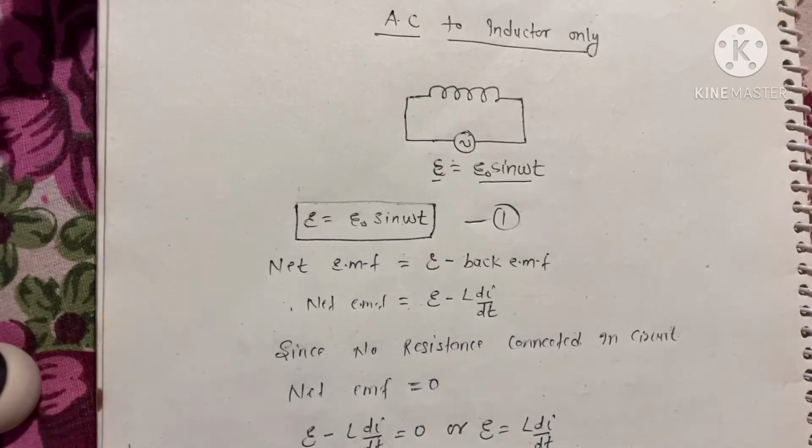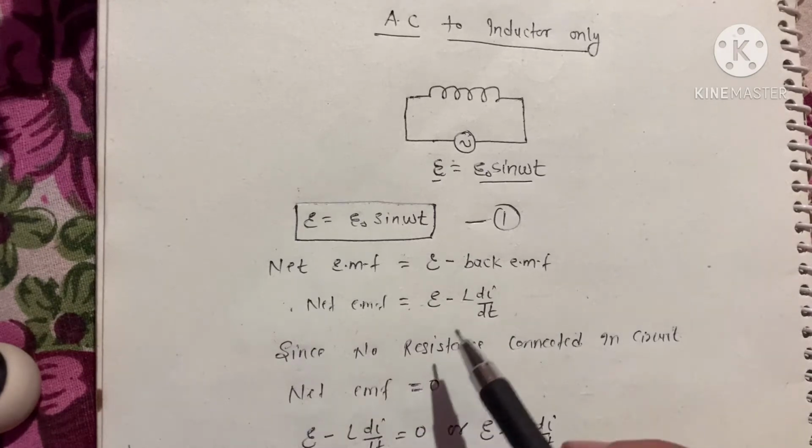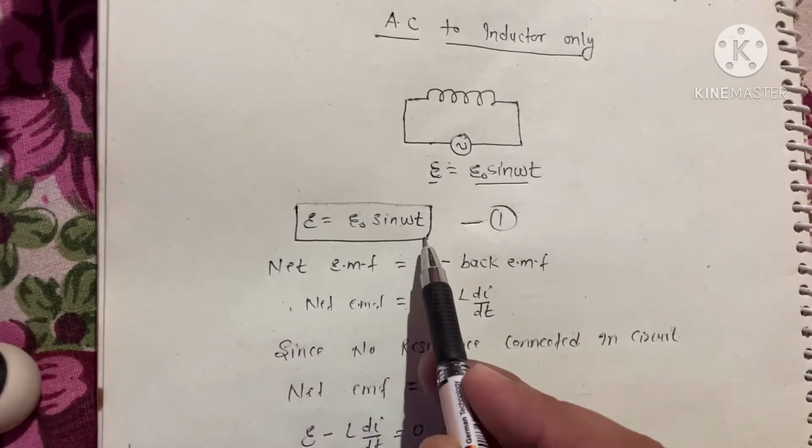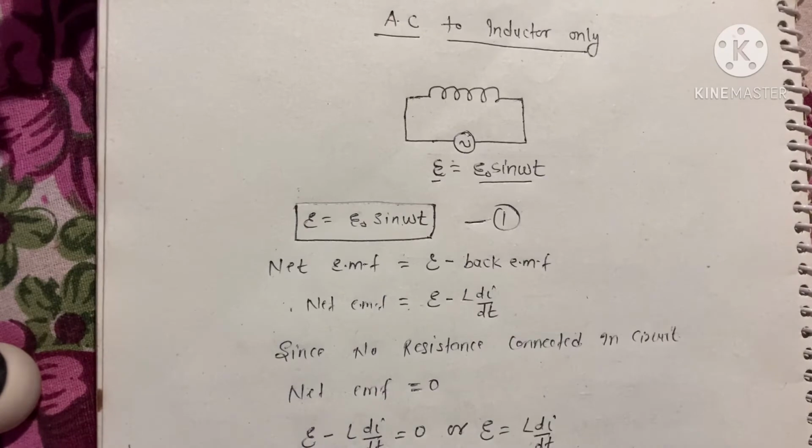So now we have to find what the current in this inductor is, because we have to draw the phasor diagram and see its characteristic, what the phase relation between current and voltage is when AC is connected to an inductor only. By using this equation we will derive the equation for current, and then we can easily compare it and see the phase relation.